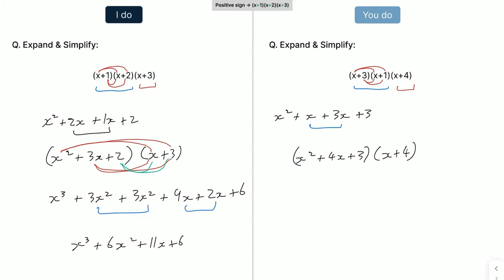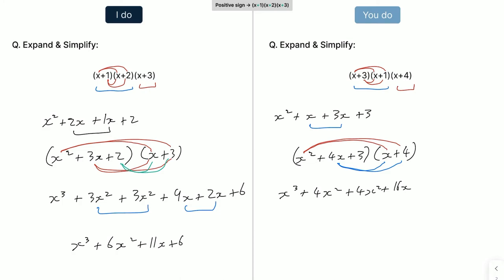And now we're going to do the exact same thing. Expand everything in the left-hand bracket by everything in the right-hand bracket. So that's going to be x squared times x and x squared times 4. So that's x cubed plus 4x squared. We can do the same with the 4x, so that's going to be 4x times x and 4x times 4. So that's going to be 4x squared plus 16x.